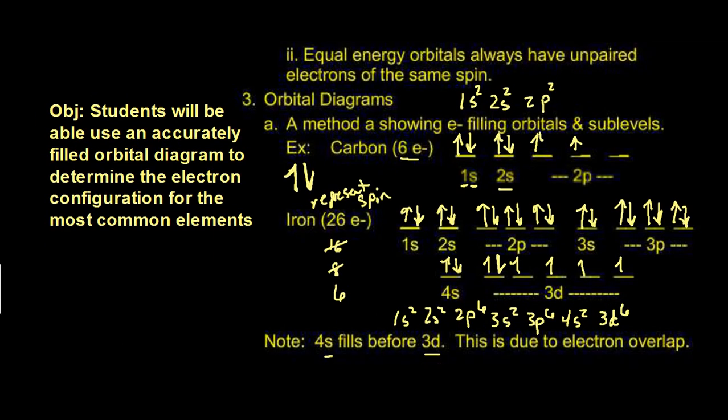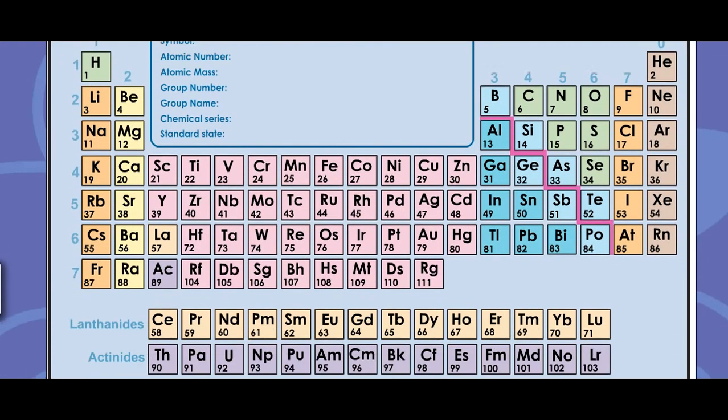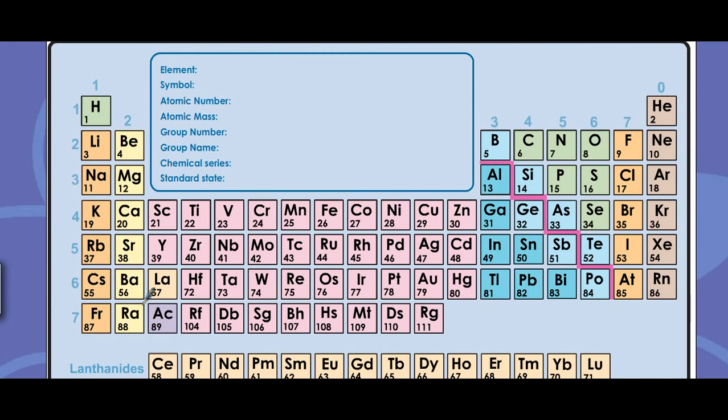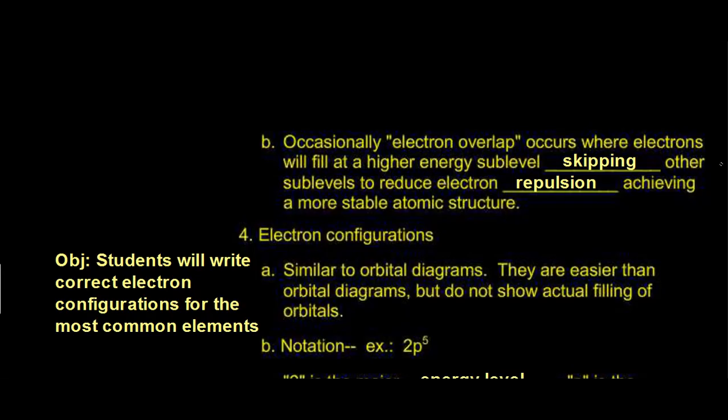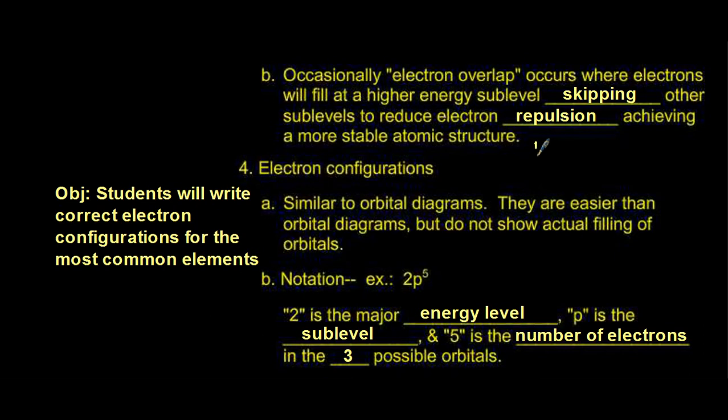And so we go to the next page. And this all starts working with our periodic table here, which we'll get to here in a minute. Now, occasionally, this electron overlap occurs where electrons will fill at a higher energy level, skipping other sublevels because of electron repulsion to achieve a more stable structure. That's why the 4s sublevel fills before 3d.